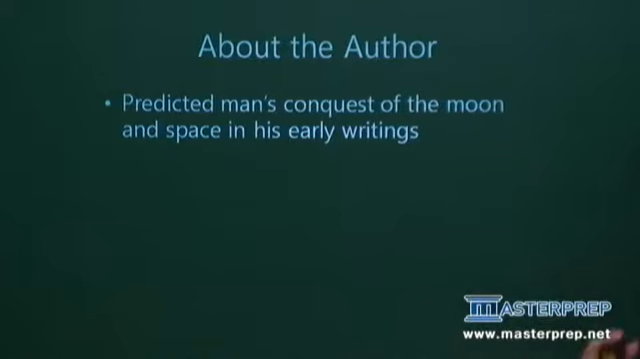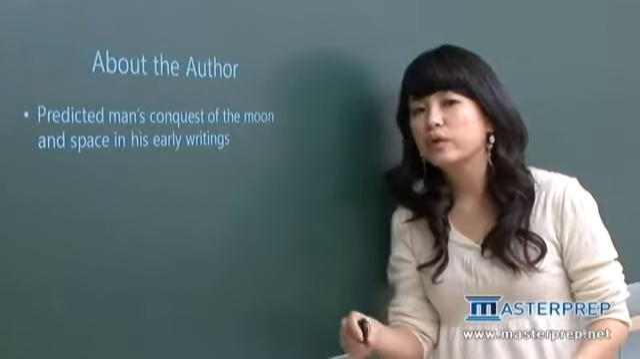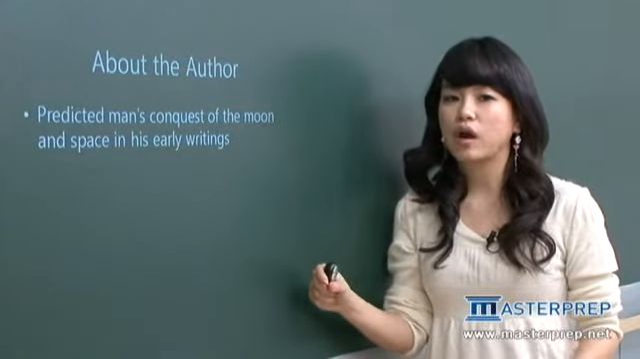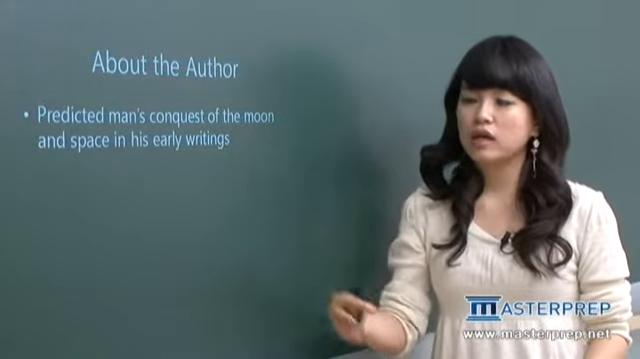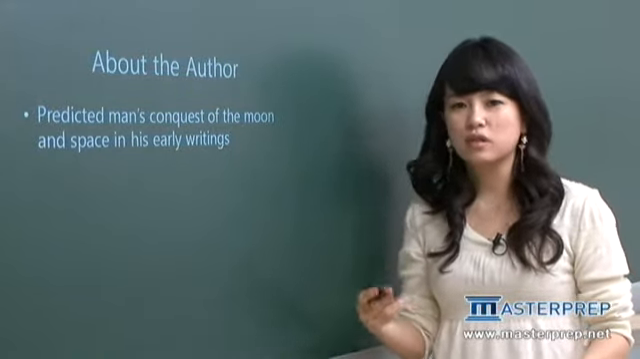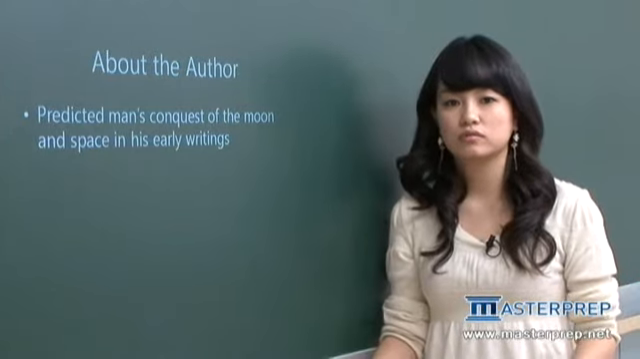In his books and in his writings, he actually predicted that man's conquest of the moon was going to happen and things like that. Now, he was born in the 1920s. He's a very, very old grandpa now, right? But what we know is that he had this kind of futuristic mindset, I think, because it did happen after a while.